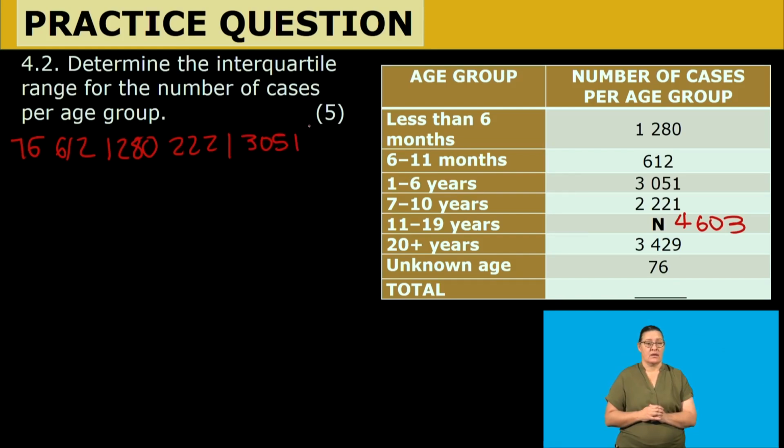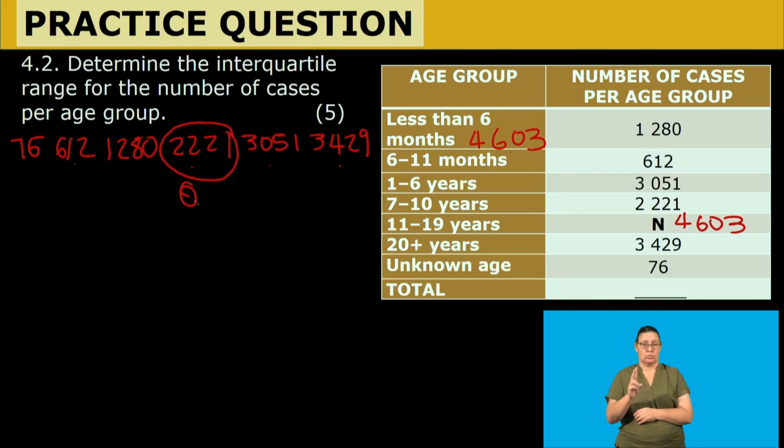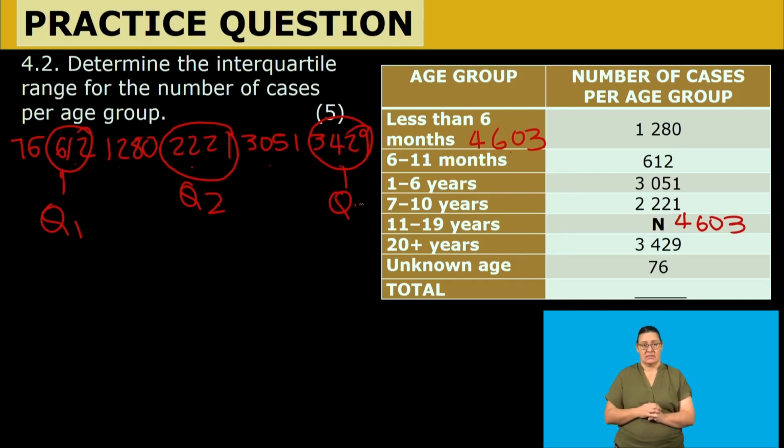Another one is 3,429. And then the last value, the value of n, is 4,603. So you've got 1, 2, 3, 4, 5, 6, 7 values, meaning that your median is this value. This is your quartile 2. So since this is your quartile 2, this one would be your quartile 1. And this here would be your quartile 3. Because remember, you are also including this value.